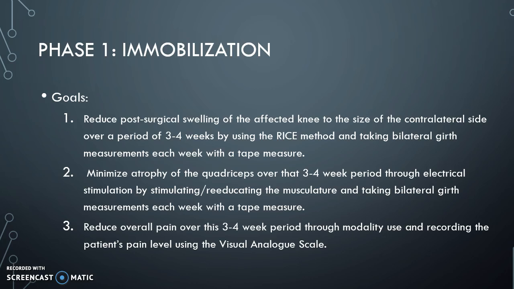Also, we are trying to reduce overall pain in this phase of the rehab through modality use. It's easy to record the patient's pain level. We can use the visual analog scale. But if we're working with a younger population, I kind of prefer the Wong-Baker face scale. It's more child-friendly, and I find that one kind of amusing.